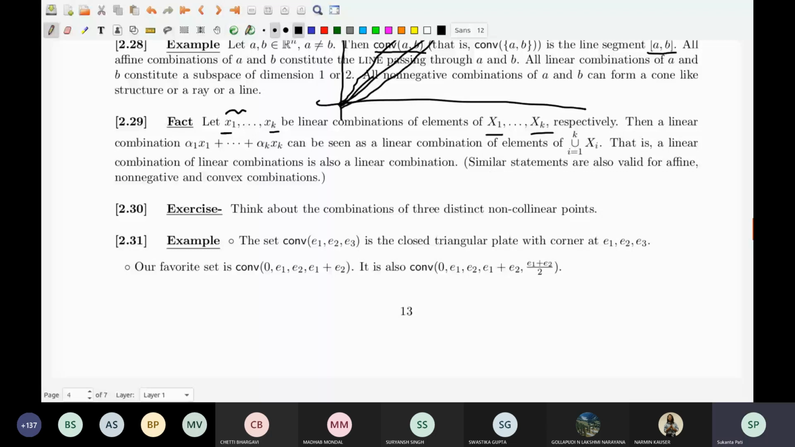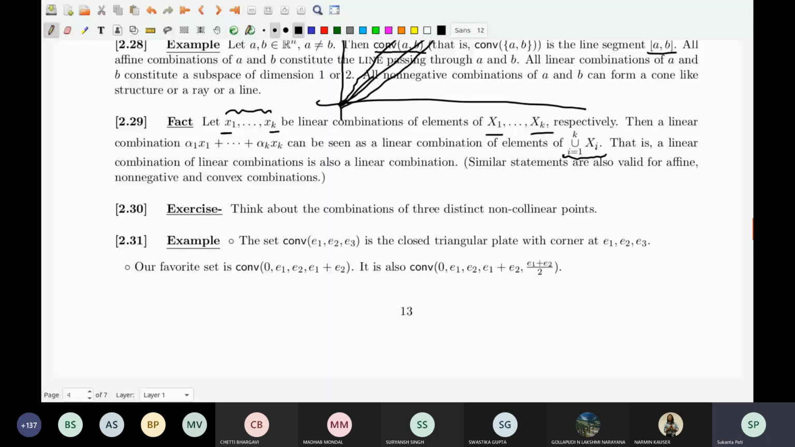So basically, a linear combination of some finitely many linear combinations is also a linear combination. That is, a linear combination of linear combinations is also a linear combination.